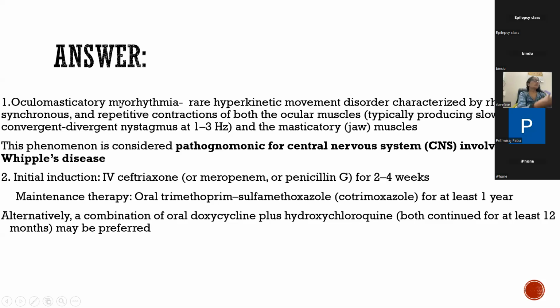So the treatment will be initial induction with IV ceftriaxone or meropenem or penicillin G for 2 to 4 weeks, followed by maintenance therapy with oral trimethoprim-sulfamethoxazole for at least 1 year. Alternatively, a combination of oral doxycycline plus hydroxychloroquine, both continued for at least 12 months, may be preferred.